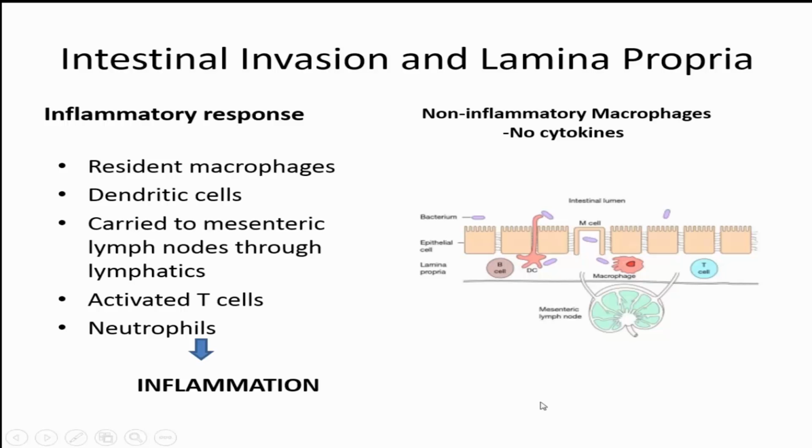But most of the time, these bacteria are going to be commensals where we don't need this dramatic response. For that, the thought is that most of the macrophages in the lamina propria of this intestine are non-inflammatory macrophages, which means even when they are activated, they do not release a lot of cytokines. They take care of whatever infection is there. They're going to react, but the reaction is going to be pretty small so that they don't let these bacteria invade further.